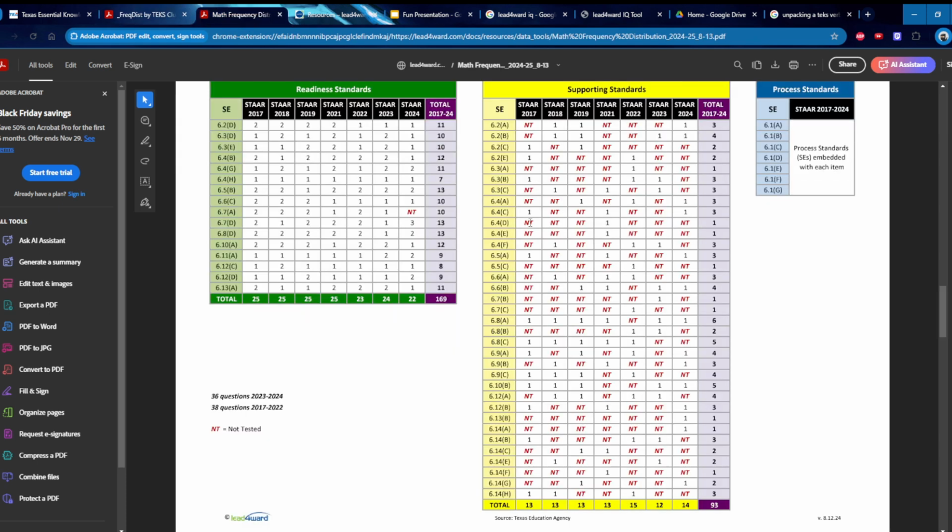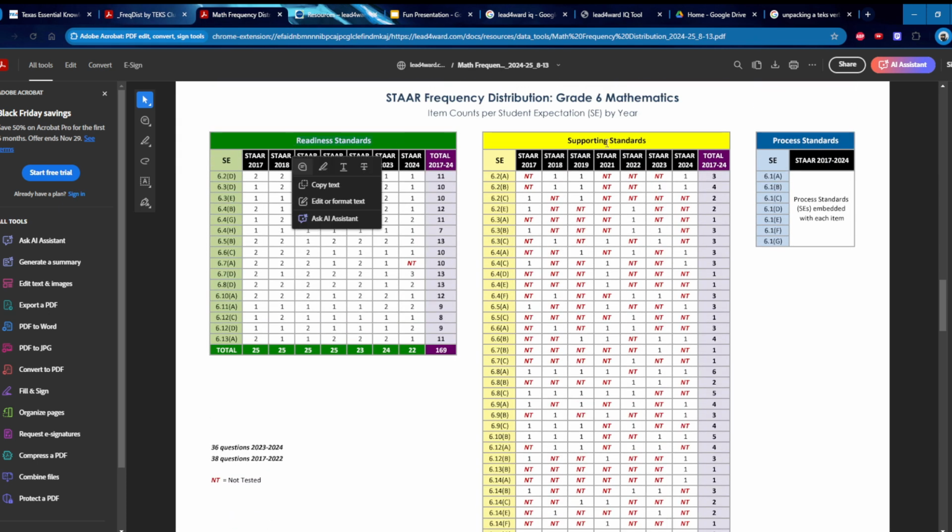You might have seen this, or you might have seen this. This shows the readiness standards and the supporting standards. If that makes no sense to you at all, don't worry. I'm still going to explain it, so just follow along.